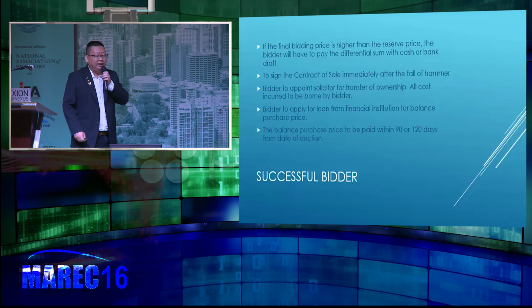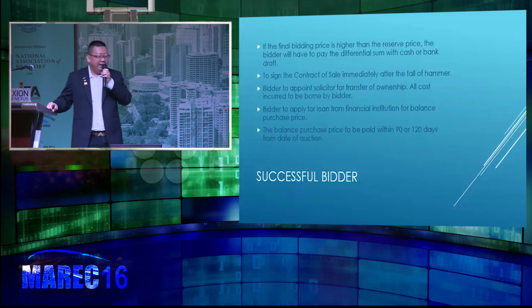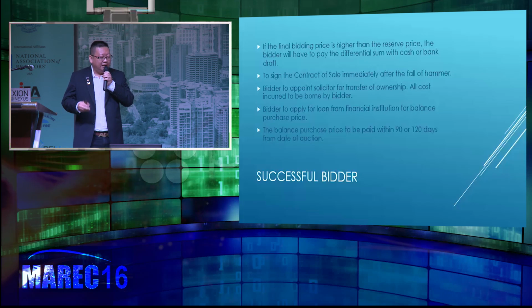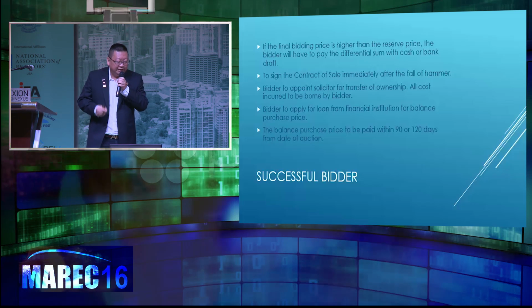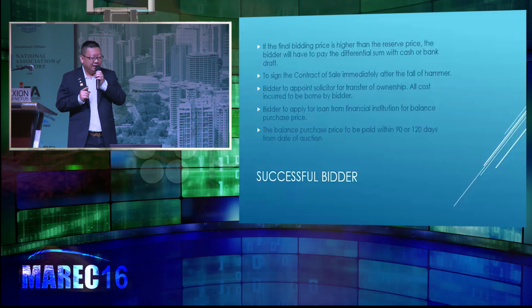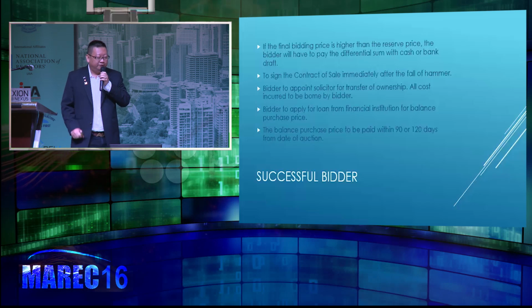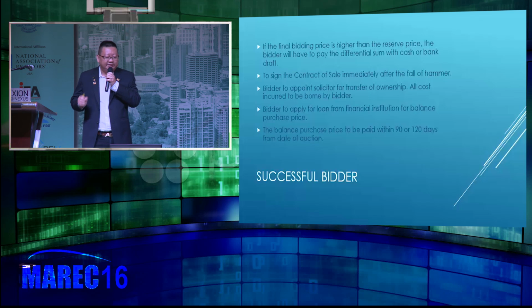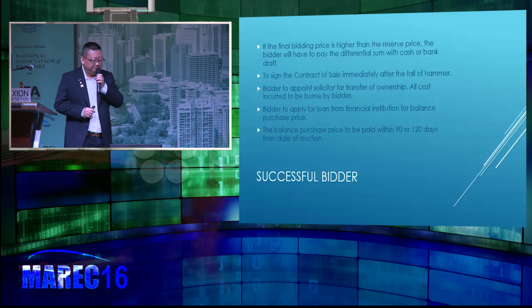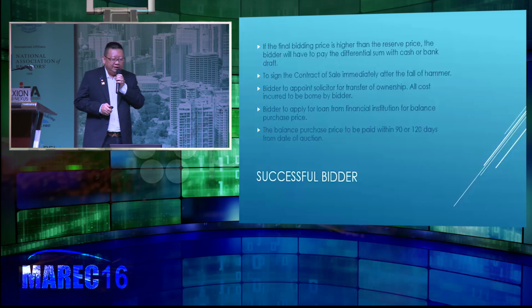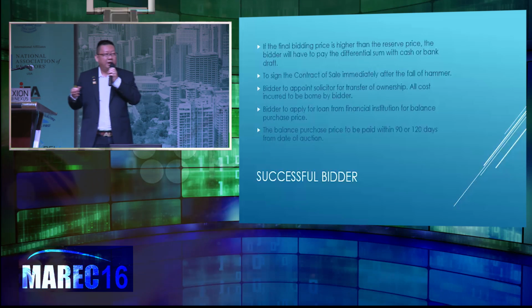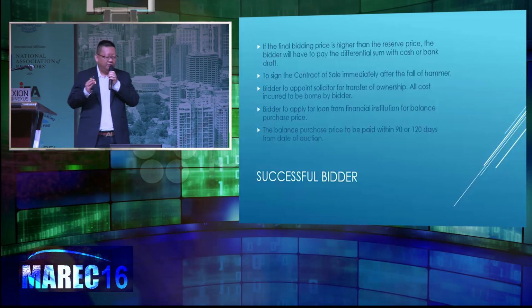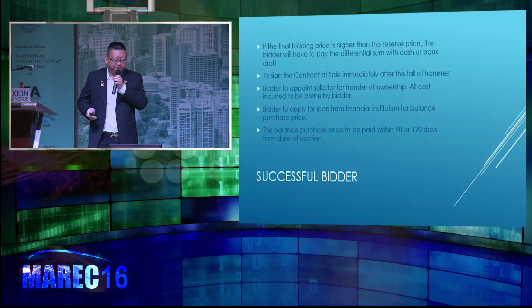So the successful bidder, if the final bidding price is higher than the reserve price, will have to pay the differential sum with cash or bank draft, and he has to sign the contract of sale immediately after the fall of the hammer. The bidder appoints the solicitor to do the transfer, and all costs incurred will be borne by the bidder, of course. The bidder applies for a loan from a financial institution for the balance purchase price, and will be given on average 90 to 120 days for that purpose.